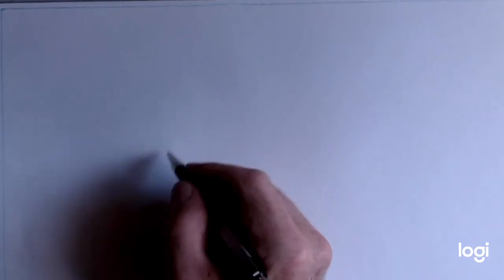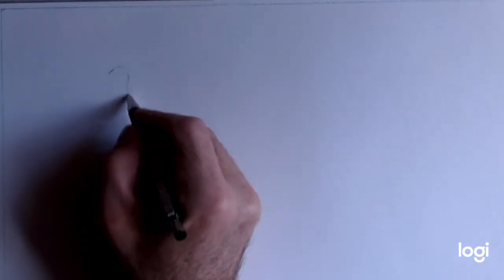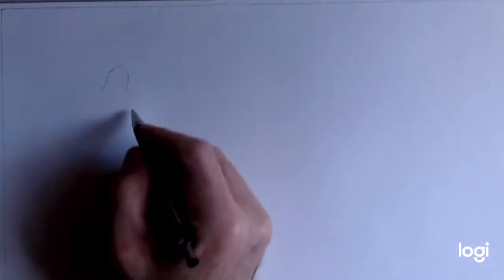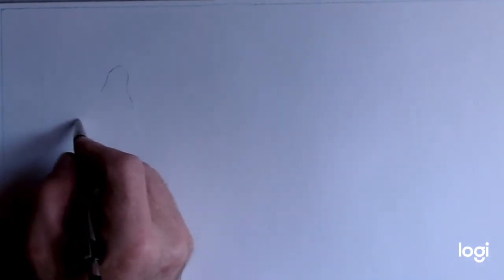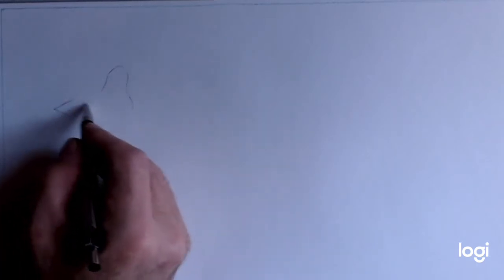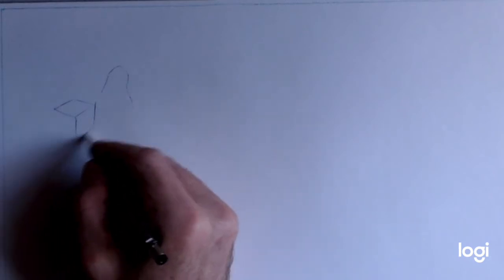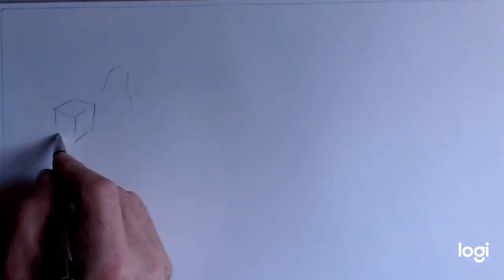So after cast shadows, the next kind of shadow is a form shadow. In order to understand a form shadow, I'm going to start us with the shape of a pear. And we want to imagine that form shadows take place when we have depth, when we have solid forms. We've been working to understand three-dimensional shapes.